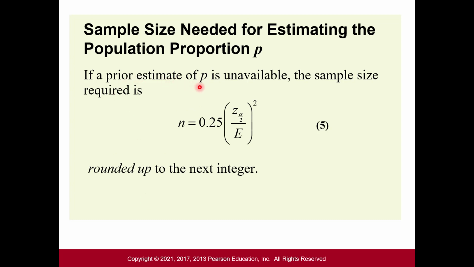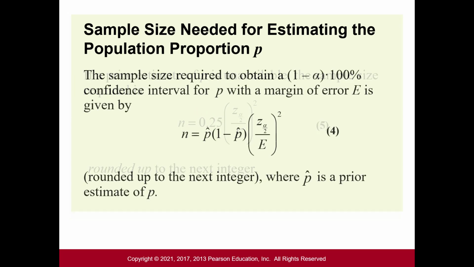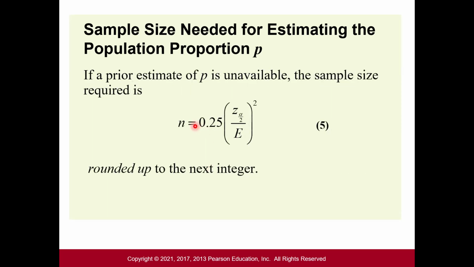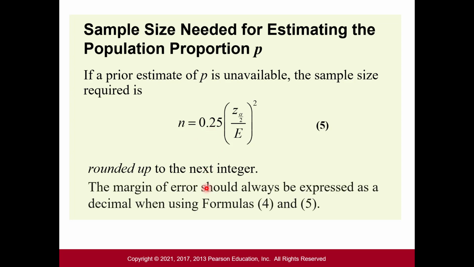If a prior estimate of p is unavailable, then the sample size required, we get a 0.25 here. So that's because if we go back, that's going to be 0.5 times 1 minus 0.5. And that's the default one that we use if we don't know what p hat is. And that's where 0.25 comes from. And so the margin of error should always be expressed as a decimal when using these formulas.